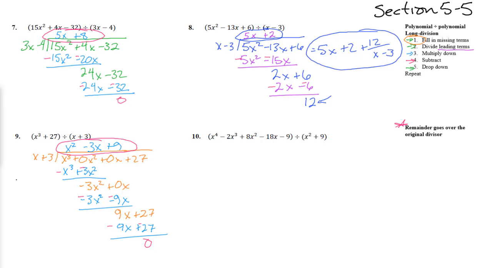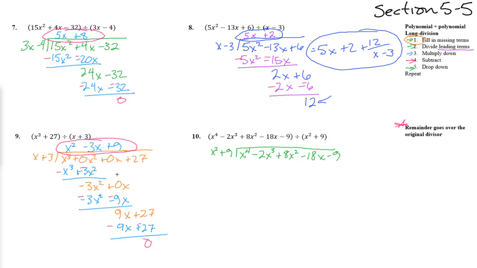Excellent. Okay. Next one. Number 10. This is x squared plus 9 goes into x to the 4th minus 2x cubed. Do we have any missing terms? Plus 8x squared. Nope. Minus 18x minus 9. Whew. This is going to be a long one.